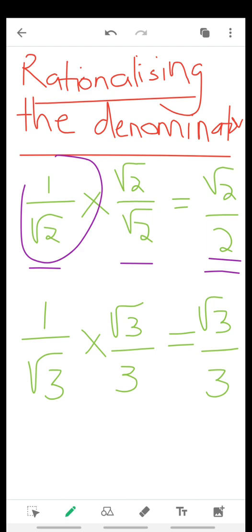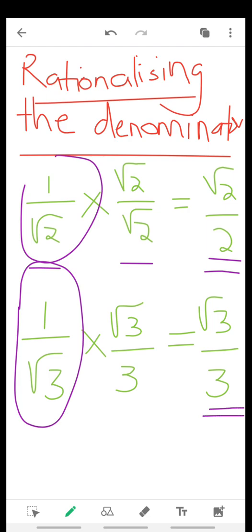Similarly, you had 1 over square root 3 from the triangles. But when you punch the calculator, it will give you this answer, square root 3 over 3, because the calculator has actually multiplied by 1, that is, to rationalize the denominator, multiply the top and the bottom by your denominator.